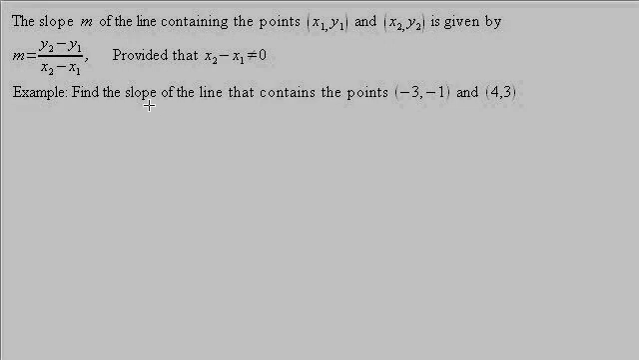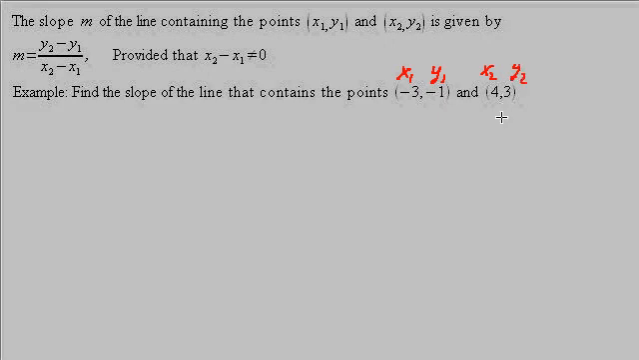So, an example: find the slope of the line that contains the points (-3, -1) and (4, 3). So we look at x1, y1. x1 would be -3, y1 would be -1, x2 would be the 4, and y2 would be the 3.